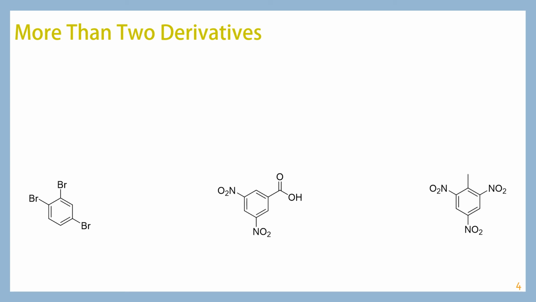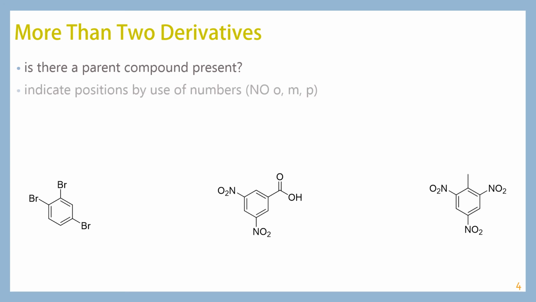Now, when you have more than 2 substituents in your derivative, you still have to ask yourself first, is there a parent compound present? You're going to indicate positions by use of numbers. We do not use ortho, meta, and para for more than 2 substituents. The reason being, these 2 bromines are ortho to each other. These 2 are meta to each other. These two are para to each other. How in the world do you go from that and come up with a name? You'd have to call it ortho-meta-para, and that doesn't make any sense.